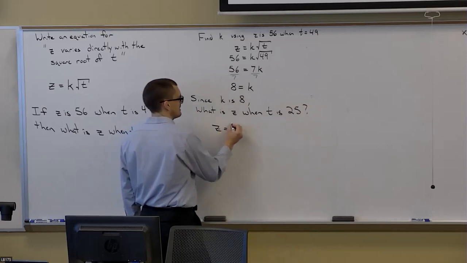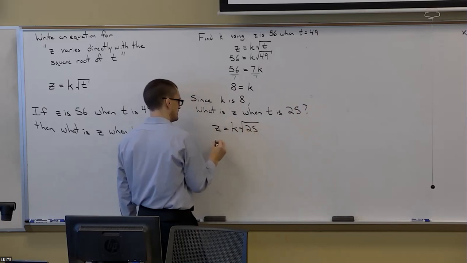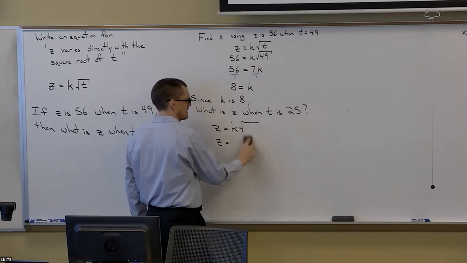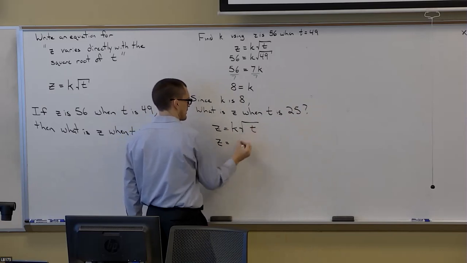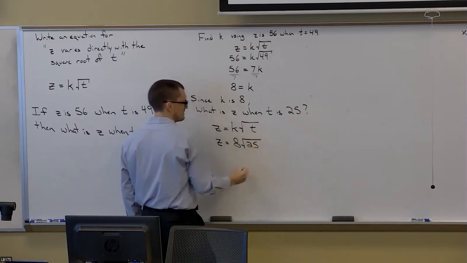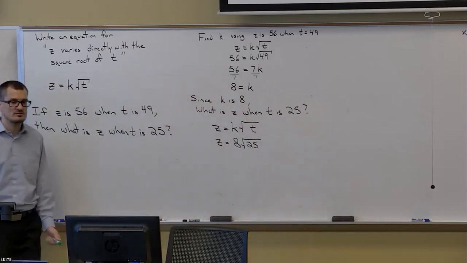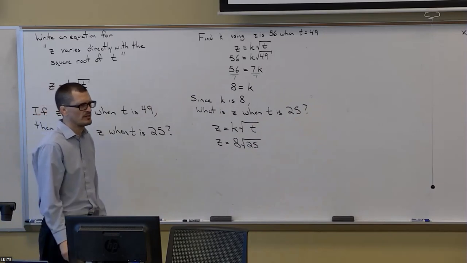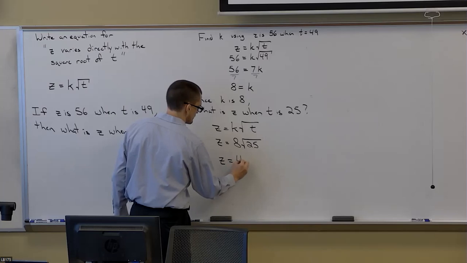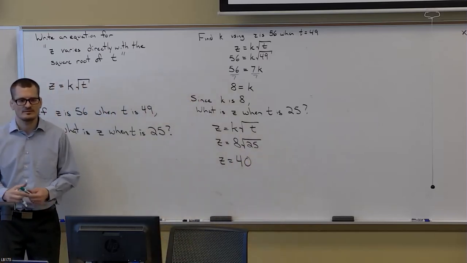Becomes a really easy thing to do, right? I know that k is 8. I'll do it this way. When t is 25, what's z? 8 times square root of 25? I think that's 40, right? So there you go.